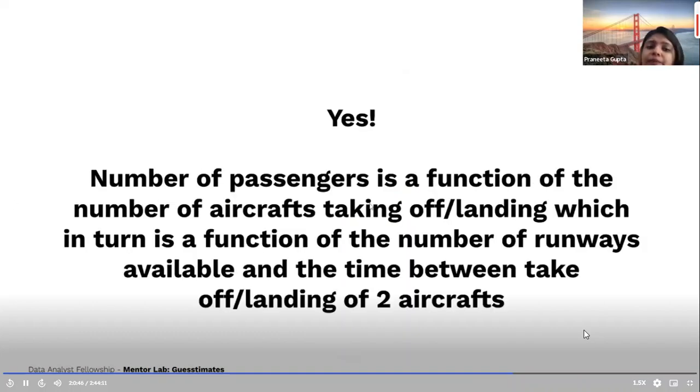Yes. So number of passengers, it's a function of the number of aircrafts taking off and landing, which in turn is a function of the number of runways available and the time between takeoff and landing of two aircrafts. Okay, so multiple things we have found here. First of all, number of passengers is in turn dependent on number of aircrafts taking off and landing, which is again a function of number of runways that are available. So of course, Chandigarh is a smaller airport compared to say Delhi, right? So number of terminals and number of runways are very less over there. So the crowd will also be less because the flights won't come. And then the time that is spent between the takeoff and landing of two aircrafts will also govern how many passengers we have at that point.